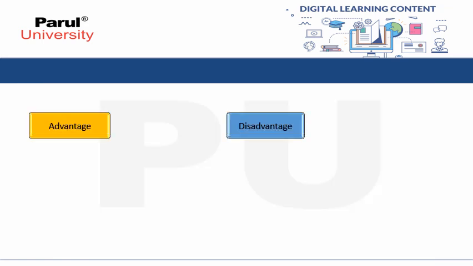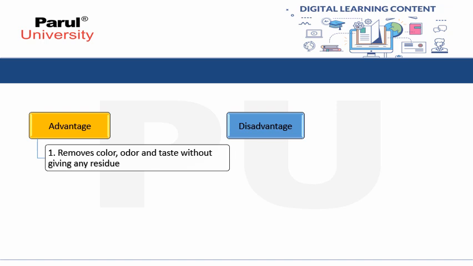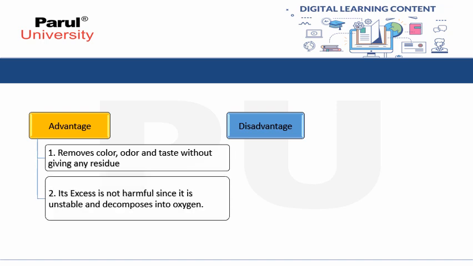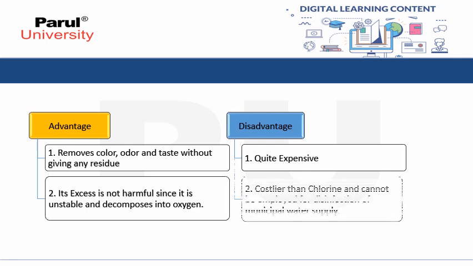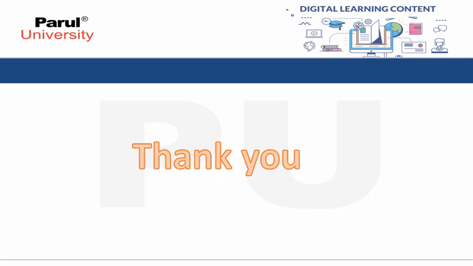The advantage of this is that it removes the color, odor and taste without giving any residue, and if it is in excess, then it is not harmful since it is unstable and decomposes into oxygen. The disadvantage is that it is quite expensive and costlier than chlorine and cannot be employed for disinfection of municipal water supply.